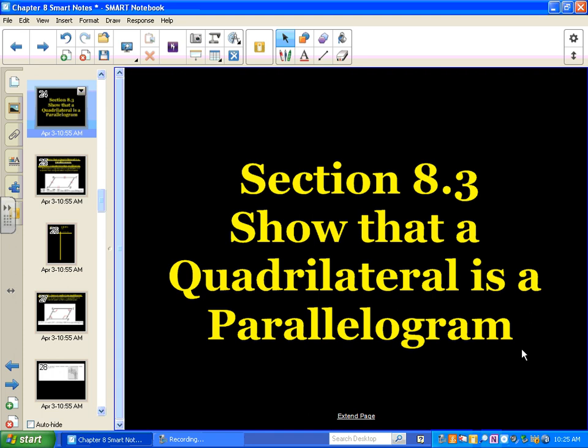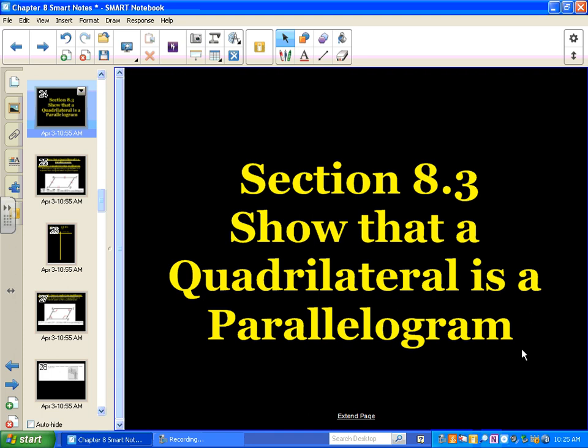Your homework that I'll be giving you later on in class, your homework tonight will come out of section 8.2. You will have to use those theorems to complete your homework. It's going to be application on those theorems. So keep that in mind tonight as you work on your assignment. You're going to need those theorems.